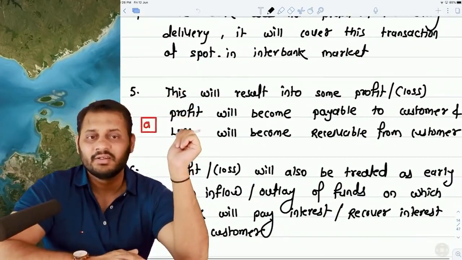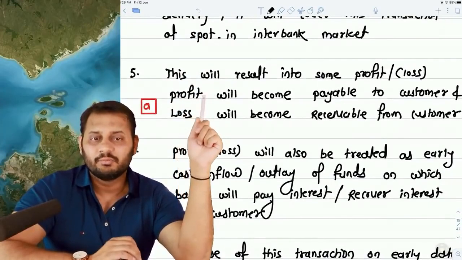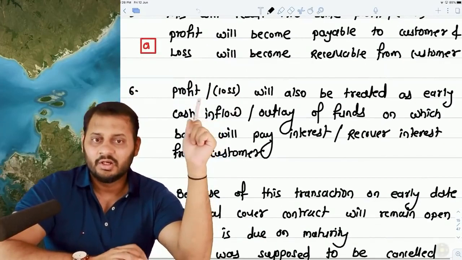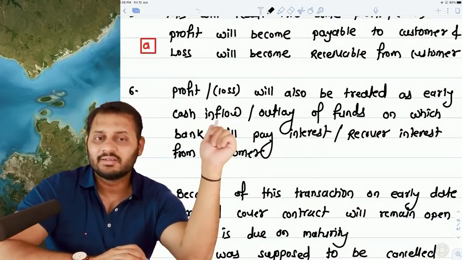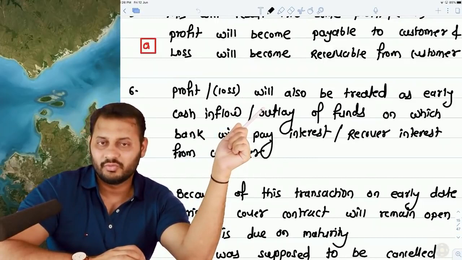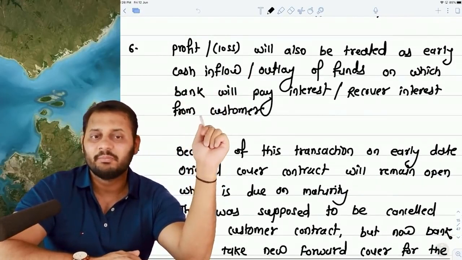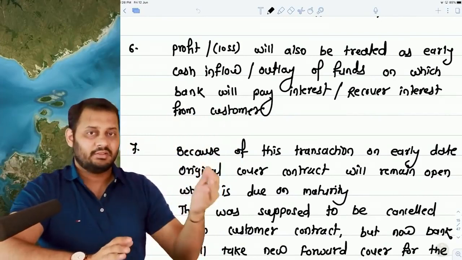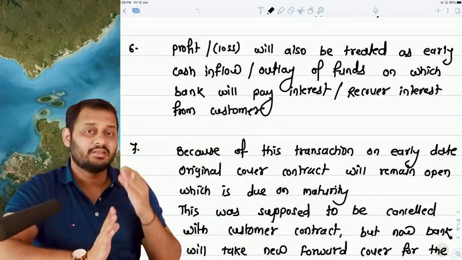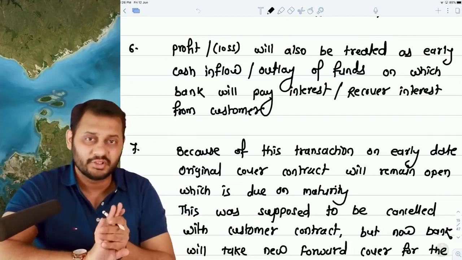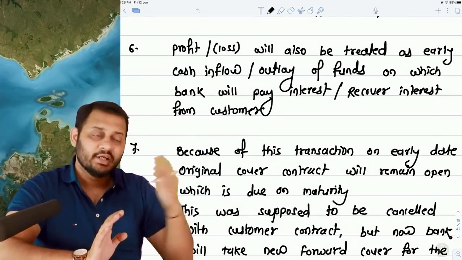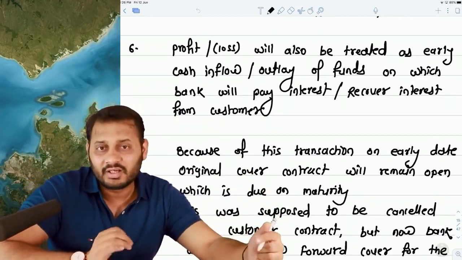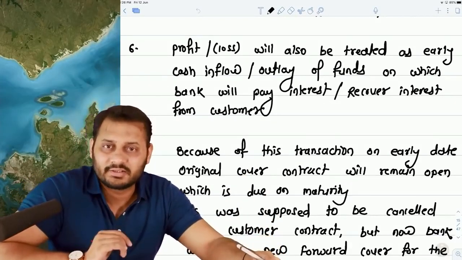Now, this will result in some profit or loss, and profit will become payable to the customer, loss will become receivable from the customer. Now, profit or loss will also be treated as early cash inflow or outflow of funds, on which the bank will pay interest or recover interest from the customer. Okay, we agreed that there is a profit or loss to the bank, but this profit or loss happened 1 month before the due date, and that's why it will be considered as inflow of funds or outlay of funds on which the bank will recover or pay 1 month's interest.